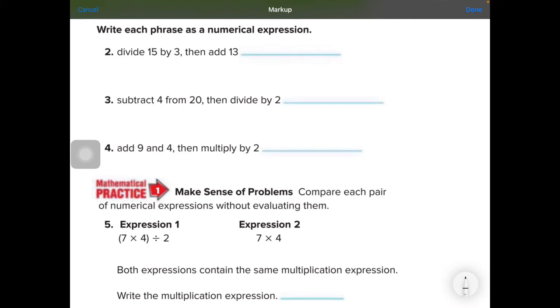Write each phrase as a numerical expression. Here's our phrase, and we need to write it as a numerical expression, or as a problem with numbers. Let's check it out. Divide 15 by 3. Okay, so even though it says divide first, we do not put the divide symbol first. 15 by 3. So it wants us to do 15 divided by 3. Then add 13.